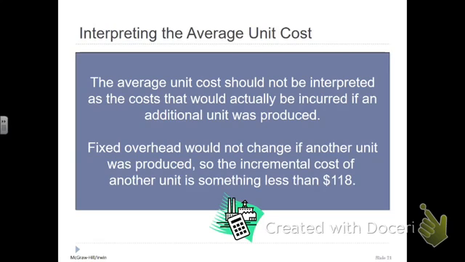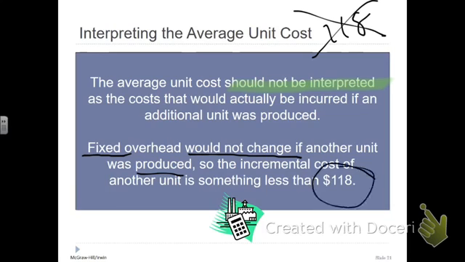Notice that, and this often causes confusion, that average unit cost, and many people misinterpret it, should not be interpreted as the cost that would actually be incurred if I produce an additional unit. If I produce an additional unit, will it cost me another $118? And the answer quite simply is no. Okay. Why not? Because we've got fixed overhead that would not change if another unit was produced. So the incremental cost of producing another unit is going to be less than 118 bucks. Okay, so we have to be careful in how we interpret some of these numbers.